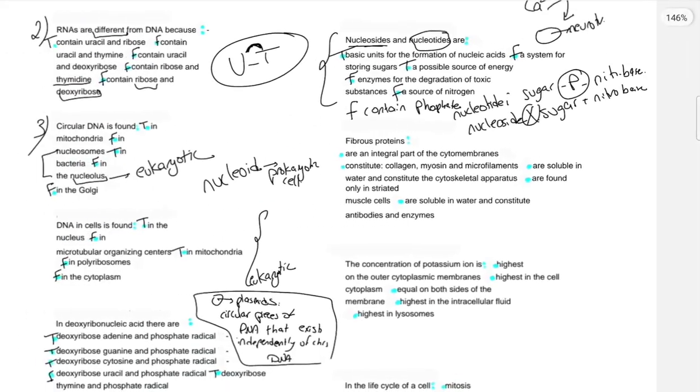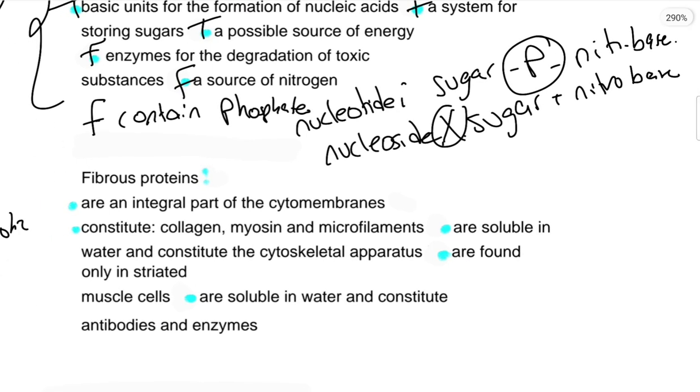Okay, now let's go for the fibrous proteins. Fibrous proteins are an integral part of the cytomembranes, constitute collagen, myosin, and microfilaments, are soluble in water, and constitute of the cytoskeletal apparatus, are found only in striated muscle cells, are soluble in water, and constitute antibodies and enzymes. So the fibrous proteins, they're not an integral part of the cytomembrane. Do they constitute collagen, myosin, and microfilaments? This is true.